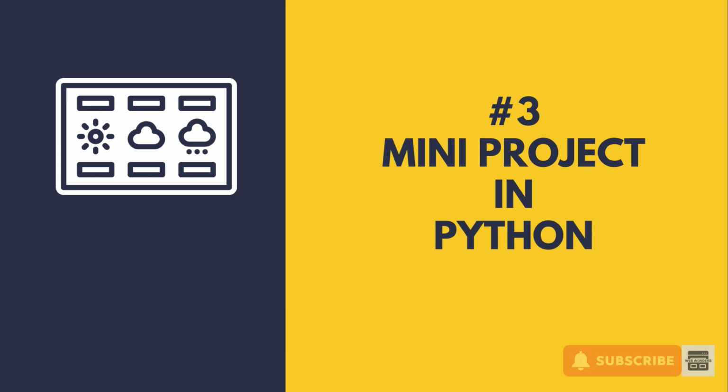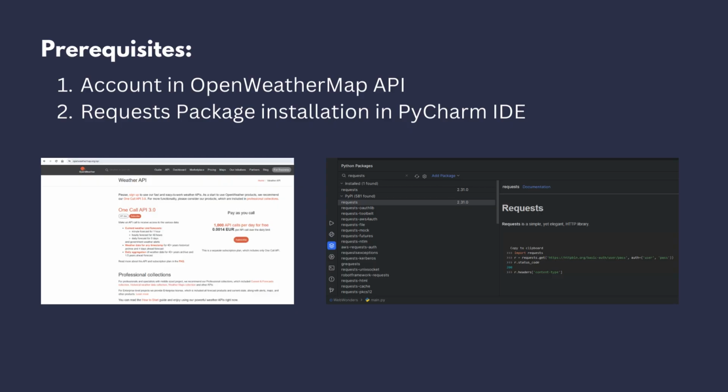We will build a simple command line weather application in Python that fetches real-time weather data using the OpenWeatherMap API. So, we are about to learn an API integration in this project. Let us start with the prerequisites. 1. Account in OpenWeatherMap API. 2. Requests package installation in PyCharm IDE.